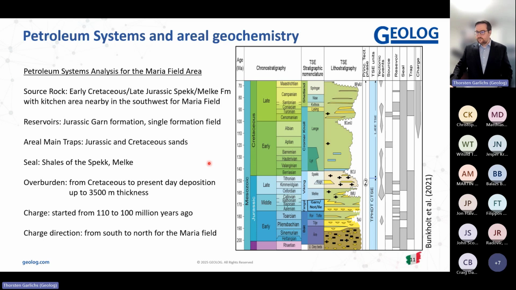The seal, especially for Maria, is the Spekk and Melke itself as a seal rock. The overburden is then the entire package of the Cretaceous until present day position, and this is in Maria roughly piling up to 3,500 meters in thickness. The charge started somewhere 110 to 100 million years before present. The charge direction here in the Maria field is assumed to be from south to north.